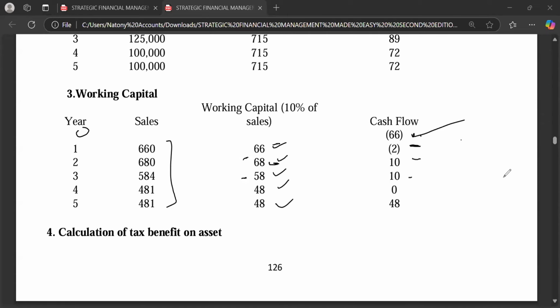So just like that. So if you look at year 5 and year 4, we have the same figure. There was no changes there. So this gives us 0. And at the end of the project, everything here will be recovered. So at the end of the project, you sum up everything here and this will be recovered. Okay. That's just that for the working capital.